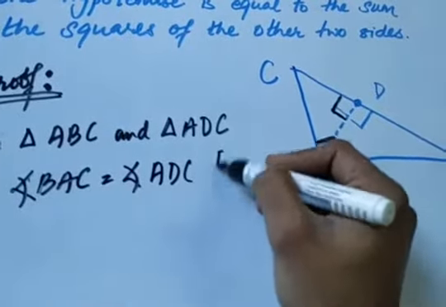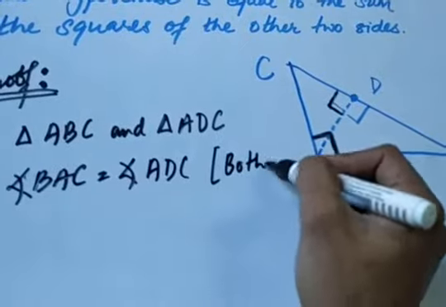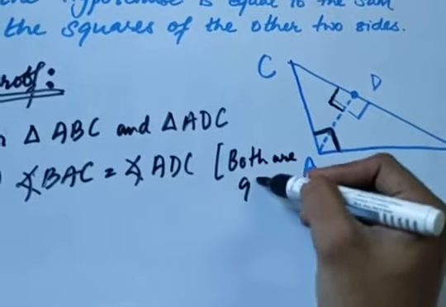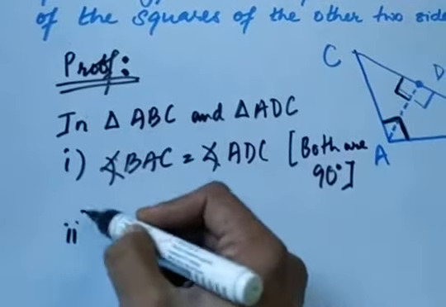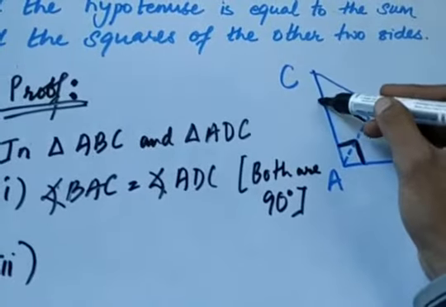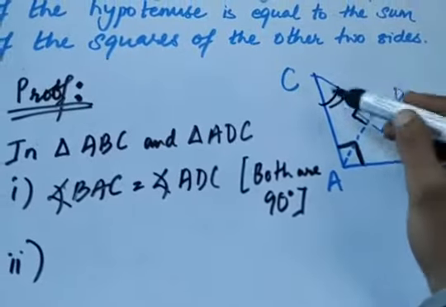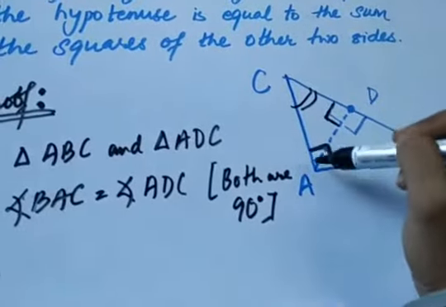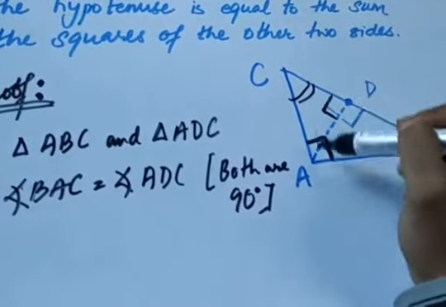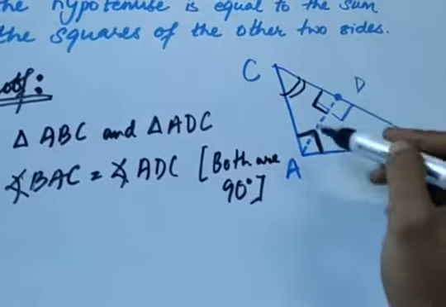Reason, both are 90 degrees. Okay, the second angle that you will find is this angle, which is there in the large triangle and also in the smaller triangle at the same time. Okay, so you'll find these two triangles there.